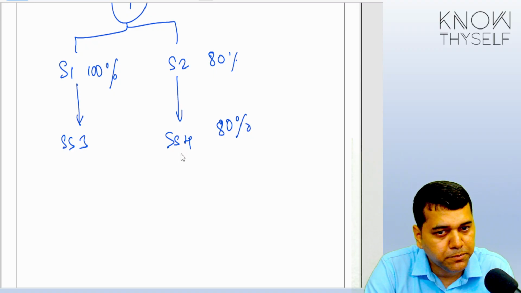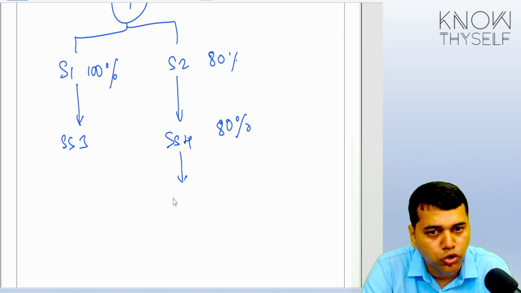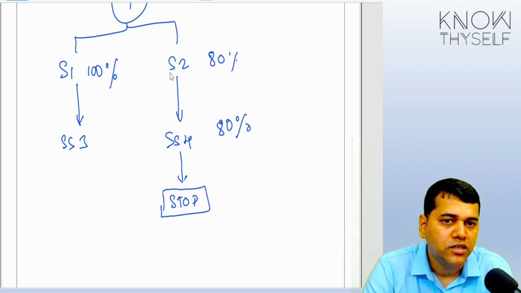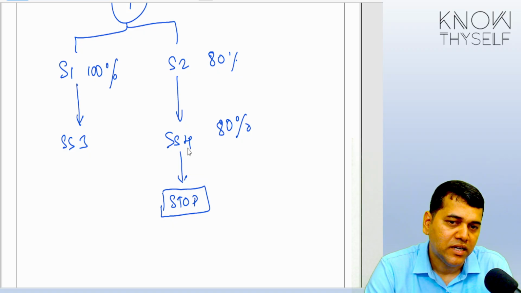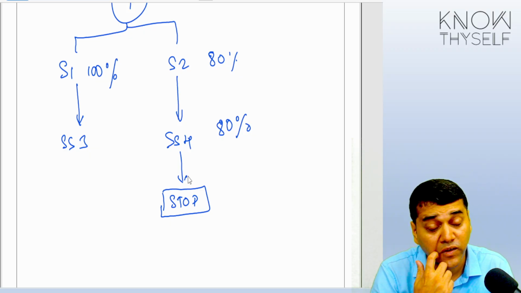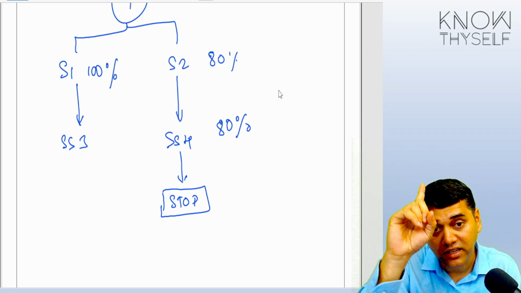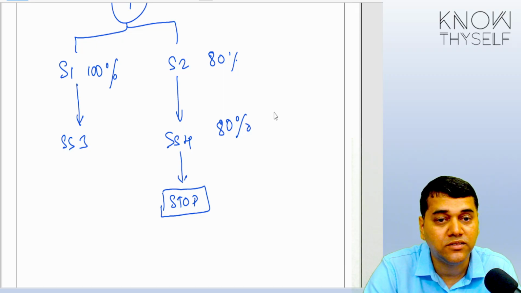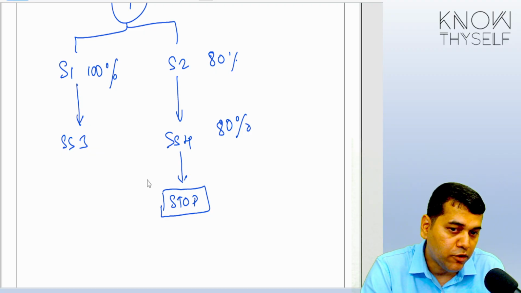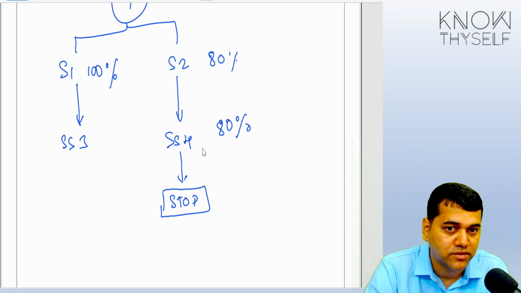Now, can this subsidiary 4 have any more? No, stop. This is called two layers. A sub-subsidiary cannot have more than two layers. Why? Your chain holding consolidation becomes very difficult. It is very impossible to do such type of consolidation. That's why they have stopped you after two layers.